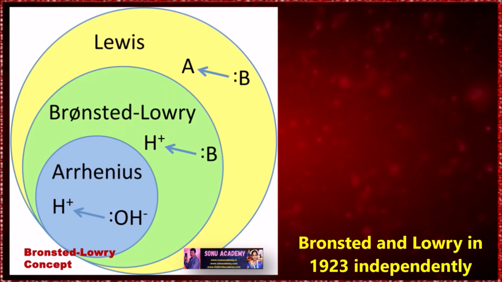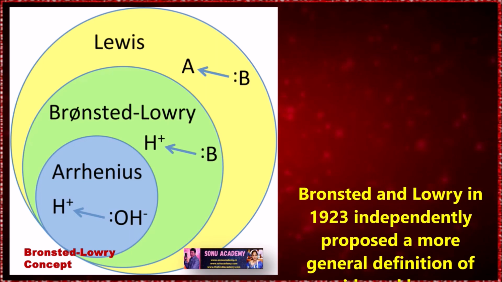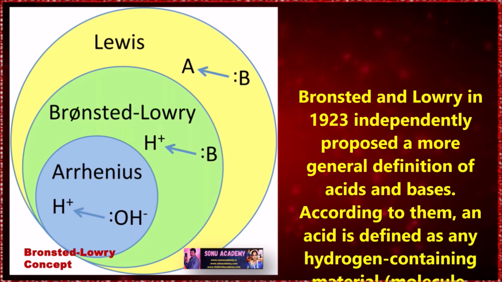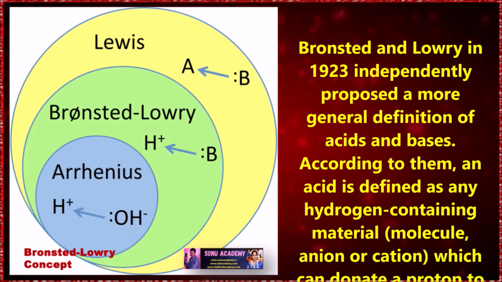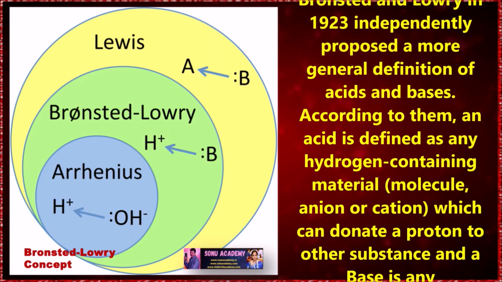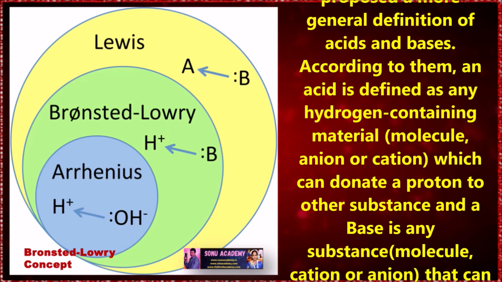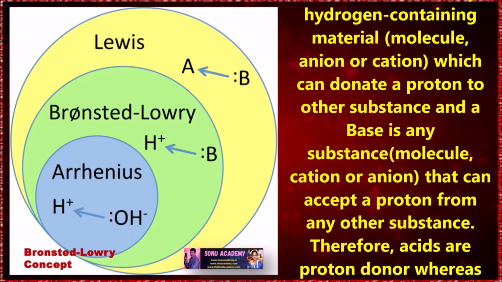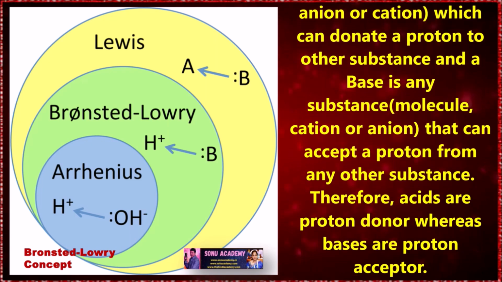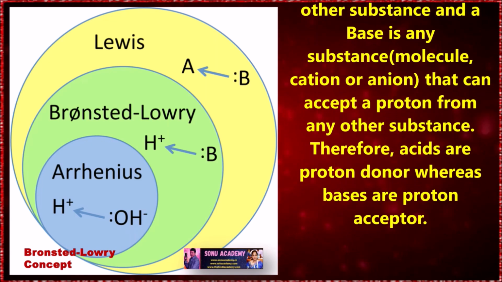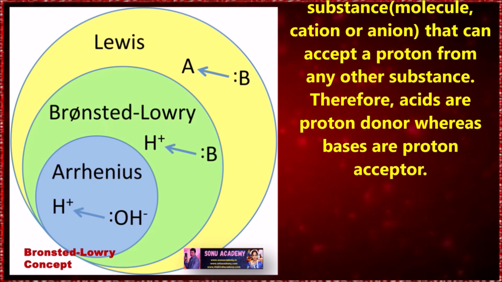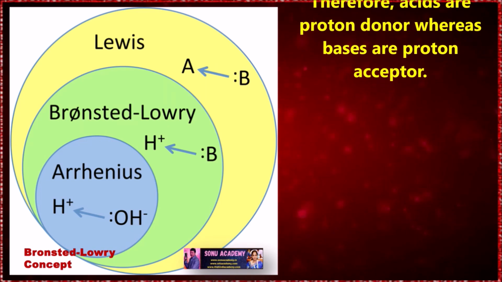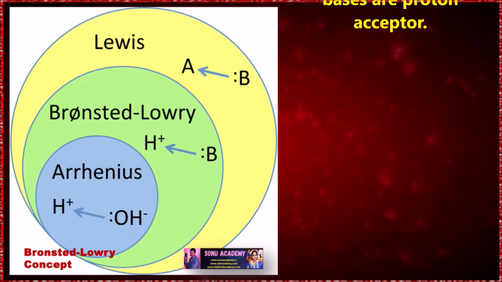Children, now let us discuss the Bronsted-Lowry concept. Bronsted and Lowry in 1923 independently proposed a more general definition of acids and bases. According to them, an acid is defined as any hydrogen-containing molecule, ion or cation which can donate a proton to another substance, and a base is any substance that can accept a proton from any other substance. Therefore, according to their theory, acids are proton donors and bases are proton acceptors.